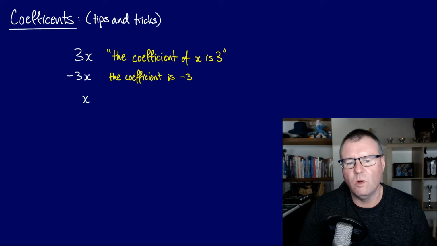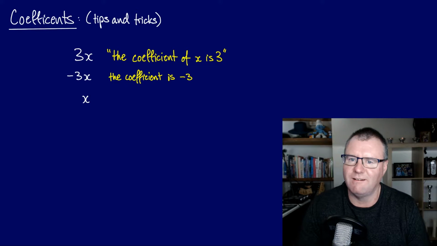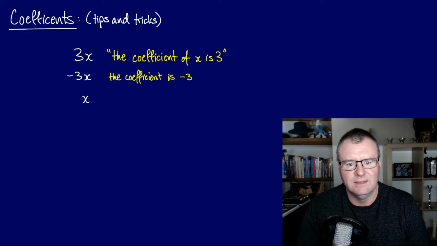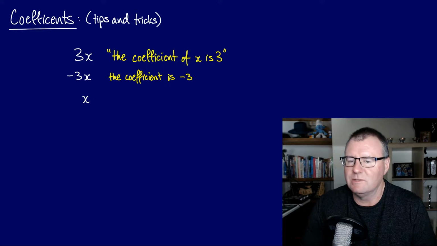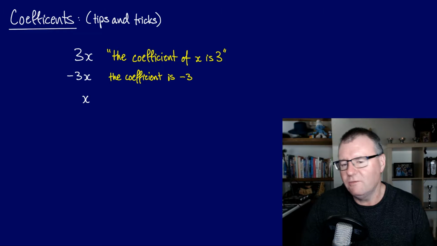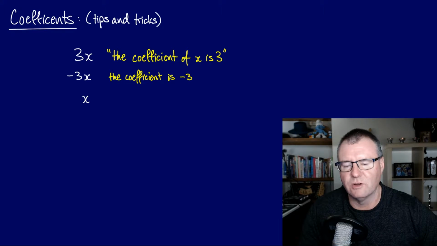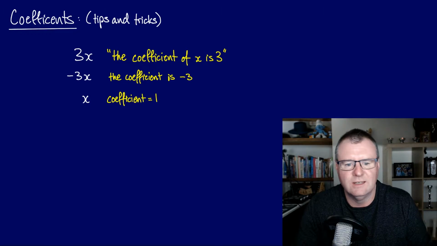All right. What about this one though? What if I just said, what's the coefficient of x in this case? Now, don't freak out because there's no number there. You might think there is no coefficient, but there is. There's a hidden number. If you see no number in front of a pronumeral, there's a hidden 1 there. We just don't write the 1, so we leave it out. By default, it's there. So I would say the coefficient of x is 1.